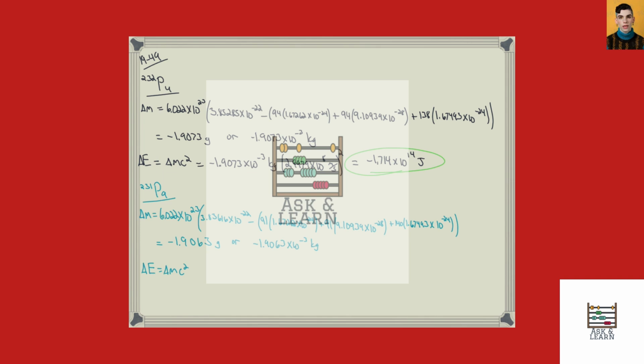We then use this kilogram mass with the Einstein equation as the mass defect multiplied by the speed of light squared, in order to get the energy that was released for the formation of a mole of protactinium-231 nuclei, which is negative 1.713 times 10 to the 14 joules.